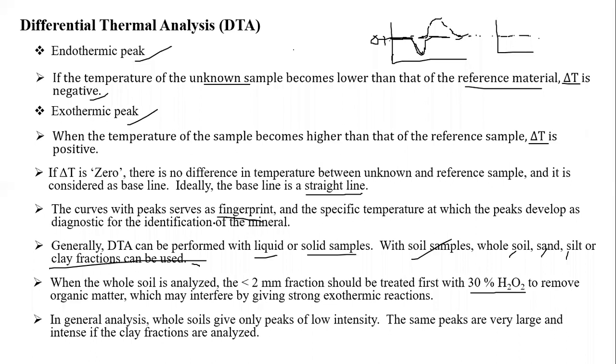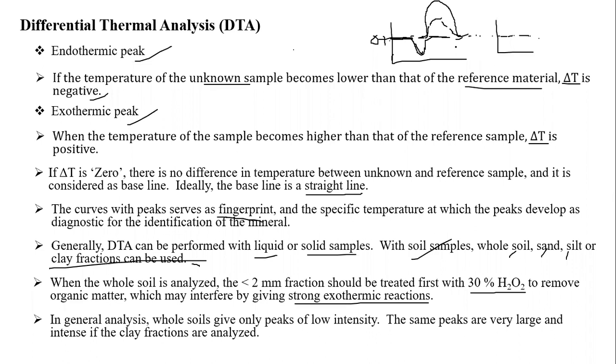Actually, while we are doing texture analysis, organic matter will act as a binding agent between the particles, right? So we destroy the organic matter content by using H2O2. In the differential thermal analysis, if this organic matter is present in the sample, what will happen? It will give a strong exothermic reaction, because with the temperature variation the organic matter also adds to the peak. The peak will be shown very high. If it is shown like this, we will get wrong data analysis. To avoid this, we use H2O2.